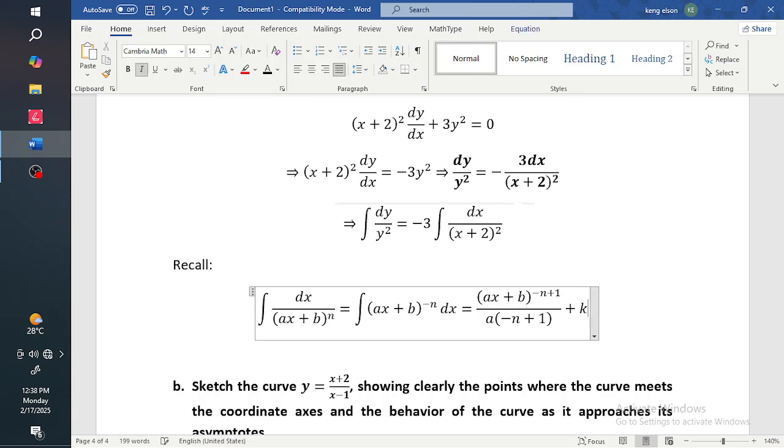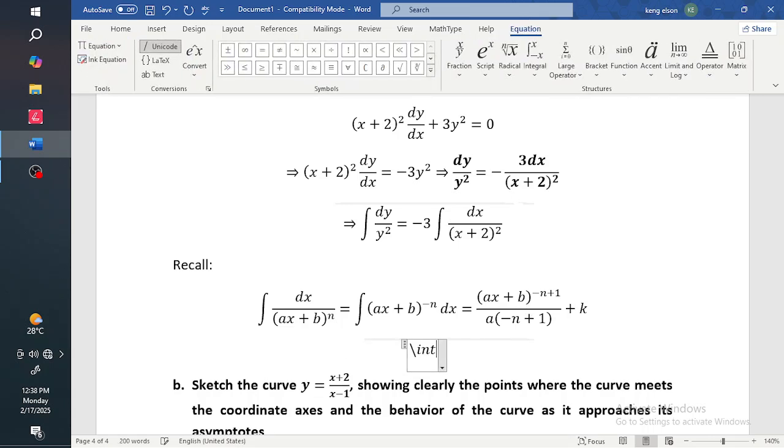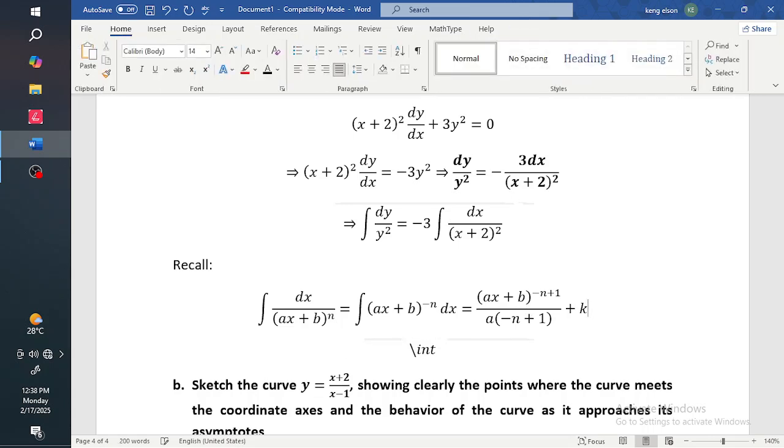Of course, we need to add a constant of integration because it is an indefinite integral. There are no bounds. Let me take an example. Remember that this n cannot be equal to 1. So this n that is down here cannot be 1, because if n is 1, you're going to have negative 1 plus 1, which is 0, and we cannot divide by 0.